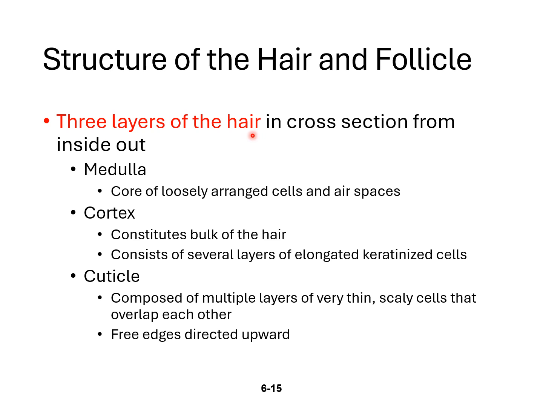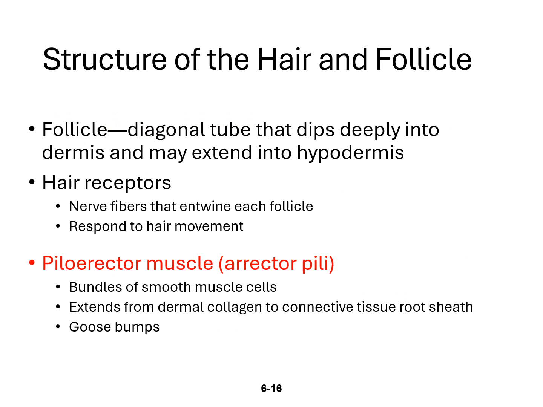Three layers of hair: medulla, cortex, cuticle. We'll look at the medulla and the cortex and the cuticle when we look at hair color, but for right now, just know that there's 3 layers, and we'll go back into it when we look at hair color. We talked about the piloerector muscle, or the erector pili muscle. We talked about how it works in goosebumps.